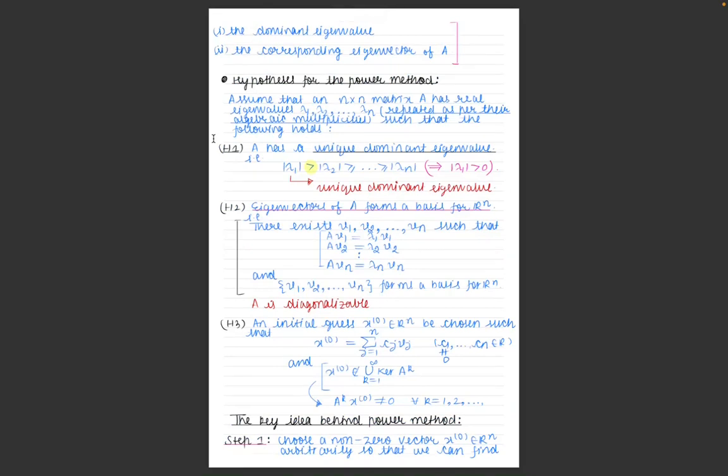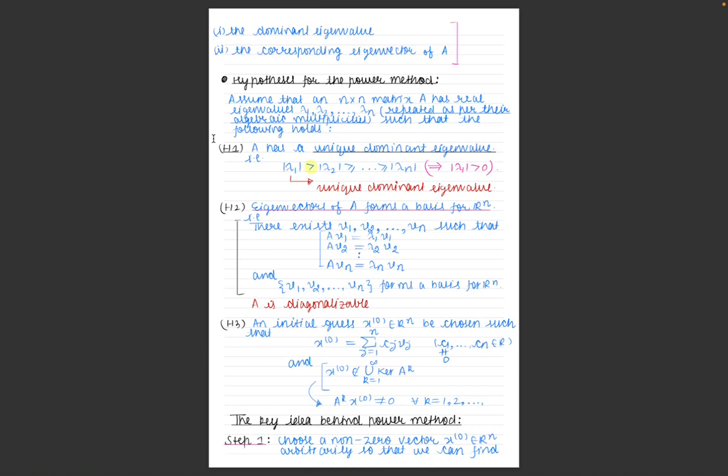Yeah, so let us continue. So this is the first assumption. So now we can write the eigenvalues of A in this way. This is lambda 1. You see here you have only strict inequality. So this is actually the unique dominant eigenvalue.